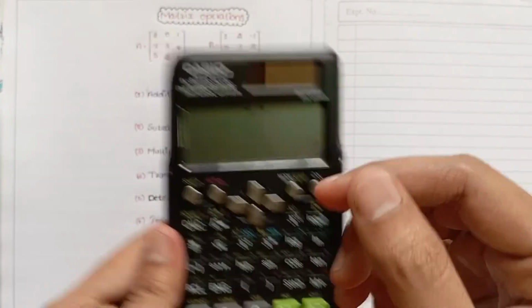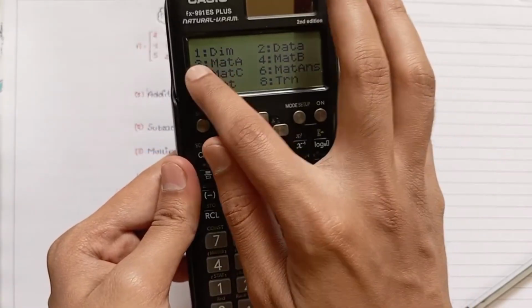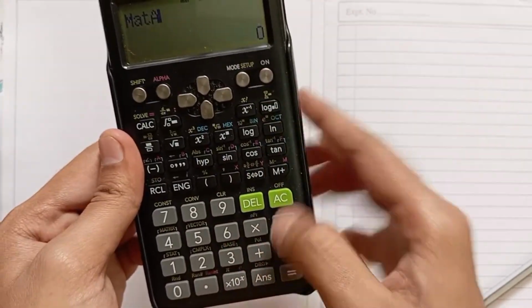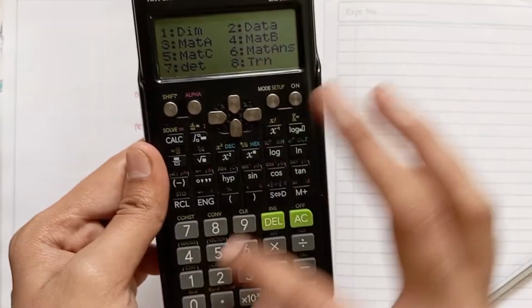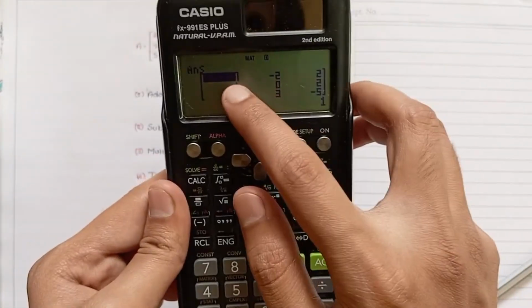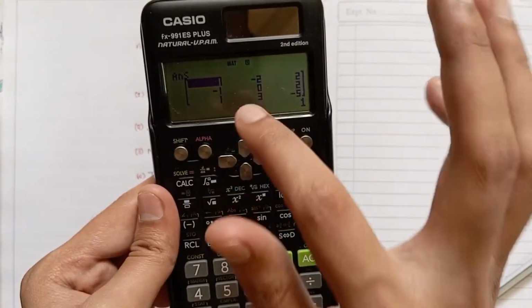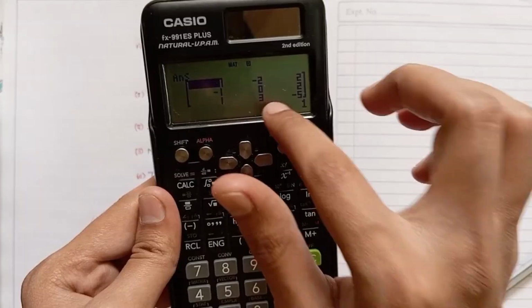Now we will perform subtraction. Same process, shift 4, mat A, select 3, minus, instead of plus we have to take minus. Okay, again same, shift 4, we have to select mat B. Okay, subtraction of two matrices is, okay, this is the subtraction of A minus B: 1 minus 2 2, minus 1 0 2, 1 3 minus 5.